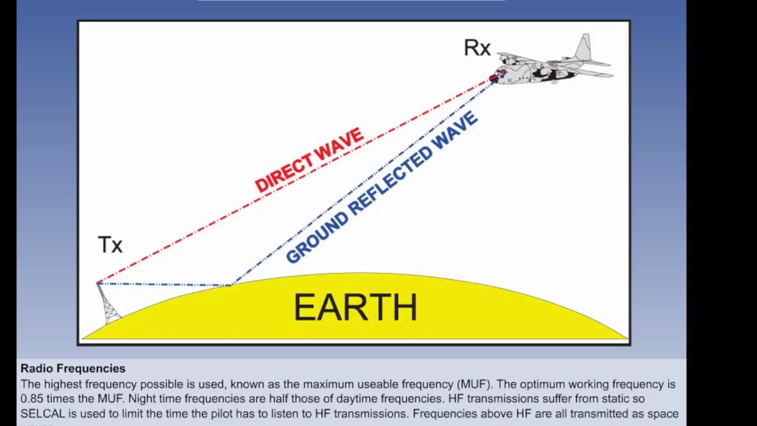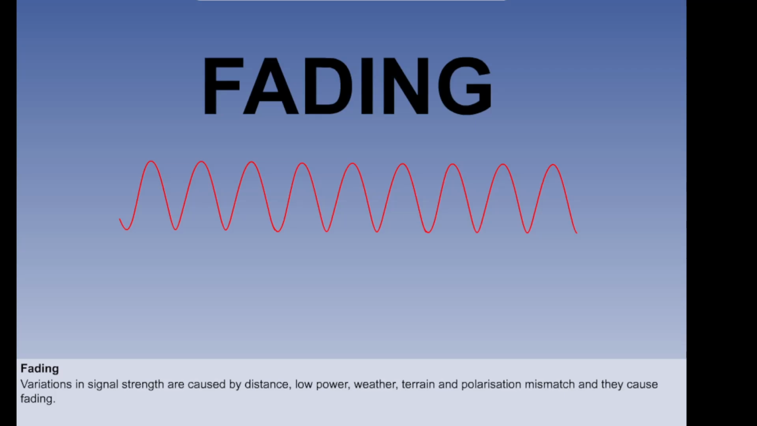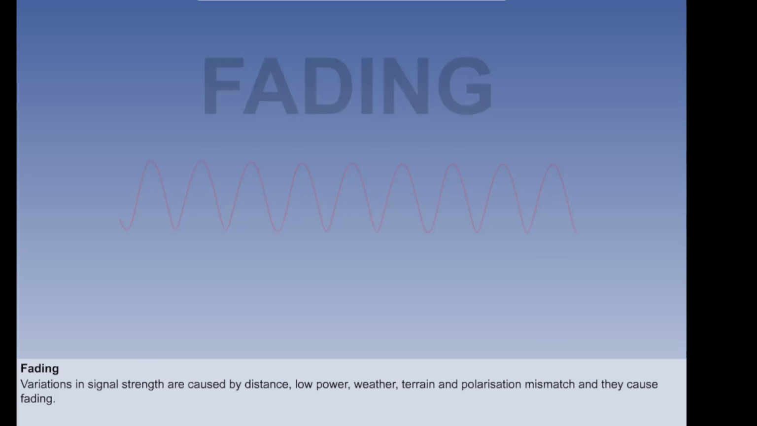At the top end of the frequency range, we have very high frequency, VHF, ultra high frequency, UHF, super high frequency, SHF, and extremely high frequency, EHF. Their energy levels are too high to achieve refraction, which limits their range to line of sight. Lastly, in this lesson, let us consider fading, which is the most troublesome problem when receiving radio signals, and it is caused by variations in signal strength because of distance, low transmission power, weather, terrain, and signal-to-aerial polarization matching.